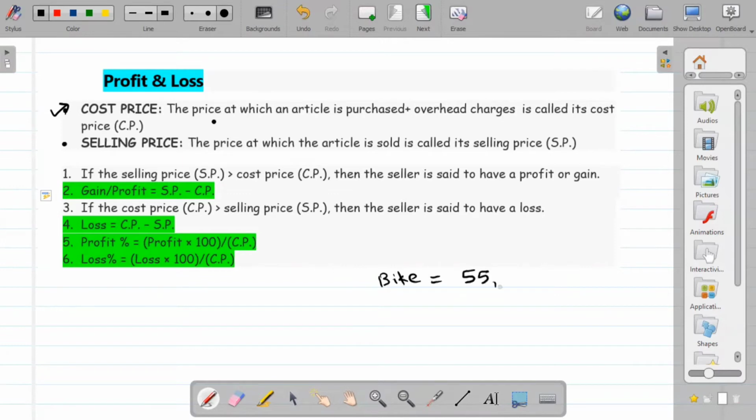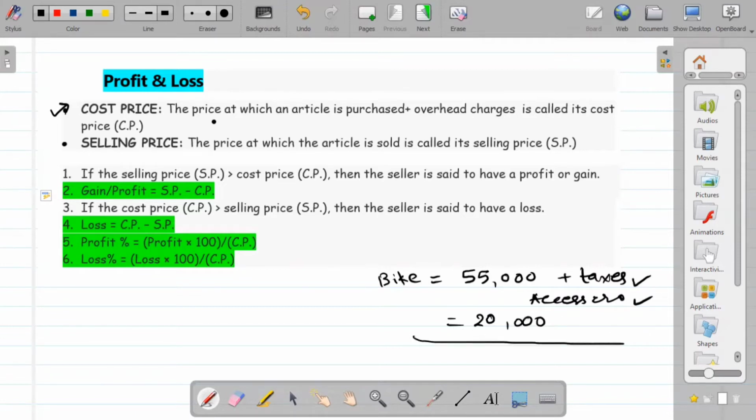for 55,000, and while purchasing the bike, I have to give some taxes on it. I'm purchasing some accessories also for my bike, right? So whatever extra charges, let's say I have spent 20,000 on this kind of extra charges, like taxes, accessories, or transportation charges. So total how much money I have spent on purchasing the bike? That is 75,000 total. So this 75,000 becomes my CP. Got it?